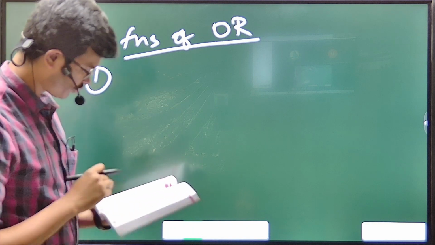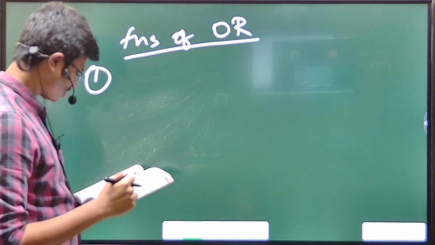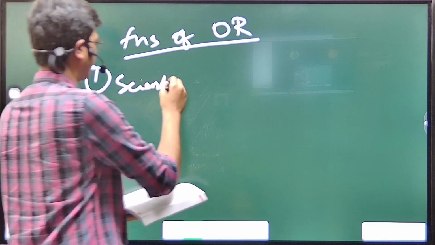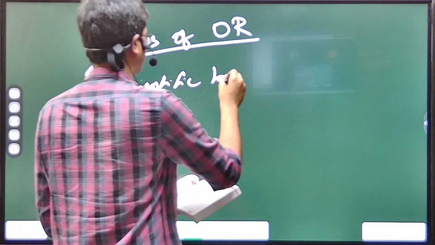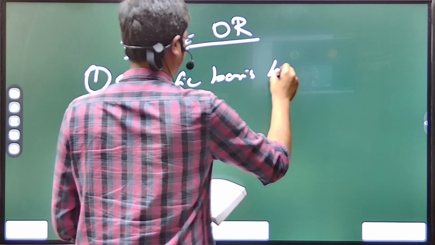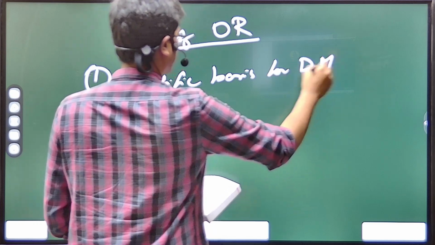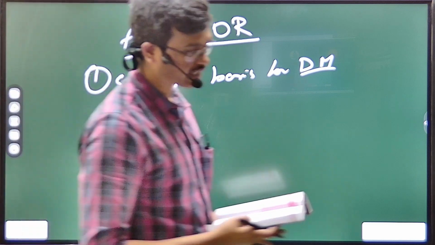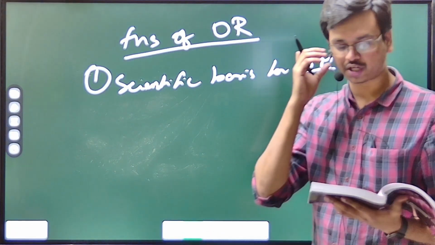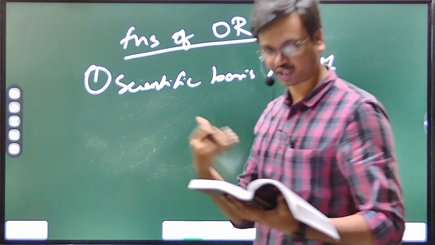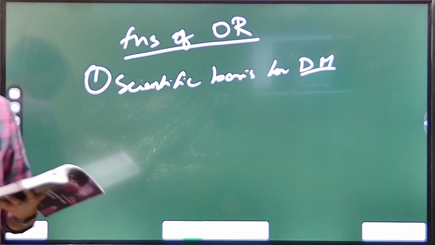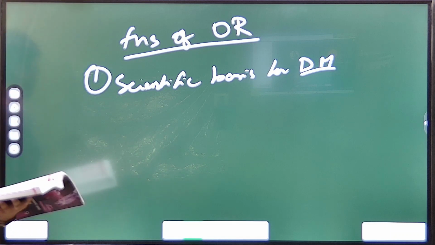If you look at the functions of operation research, it gives you a scientific basis for decision making. As we have seen from the definition of operation research, it is a scientific or analytical method to help management get to decisions. And it reduces complex problems to simple problems.